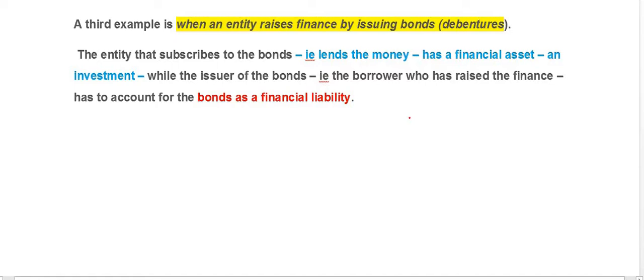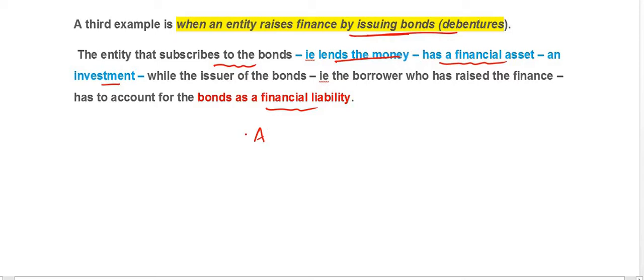Now let's move on to the third example. Let's say the entity wants to raise finance, and they issue bonds instead of an equity instrument. The entity that subscribes to the bonds is the lender, the person who pays the money for these bonds, so they have a financial asset, meaning they have an investment in these bonds. And the issuer of the bond, the borrower, needs money, they want to raise finance, so they will create a financial liability.